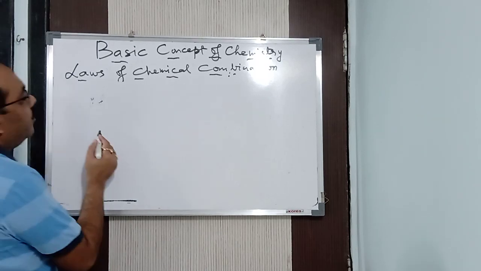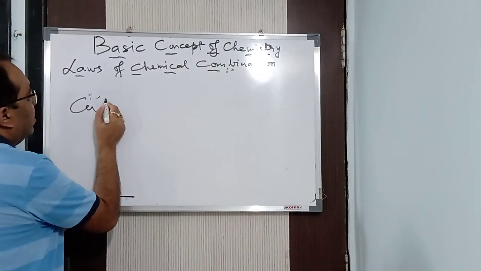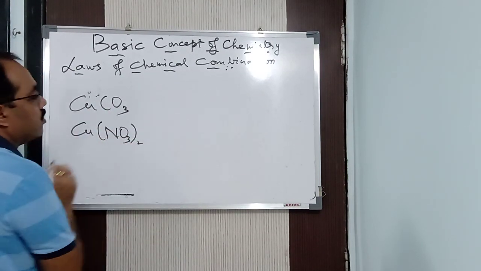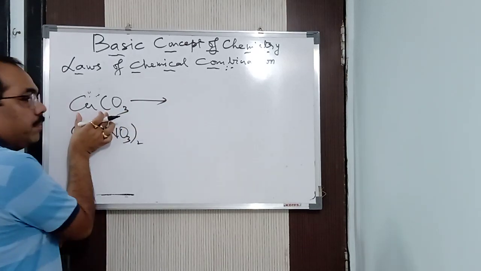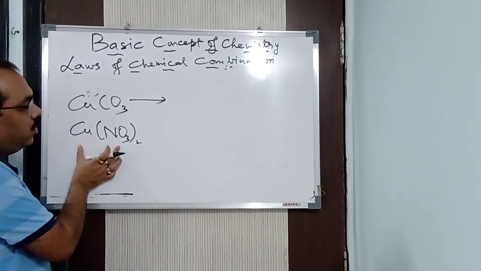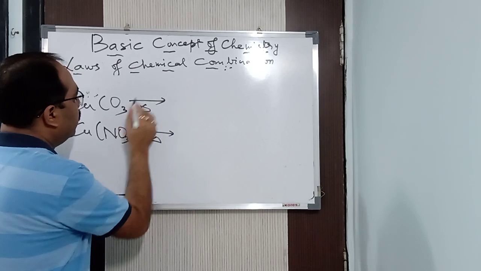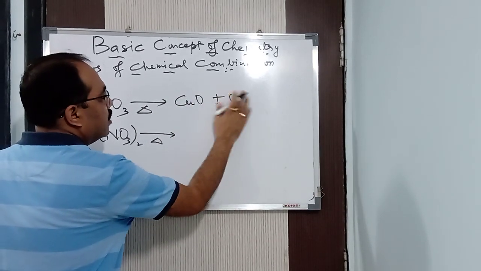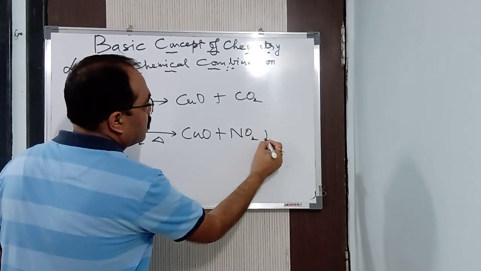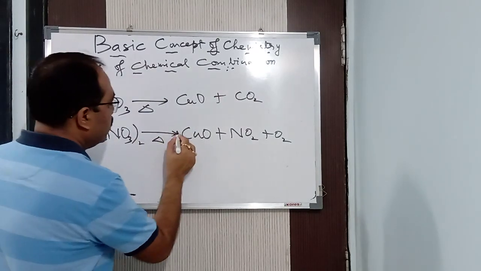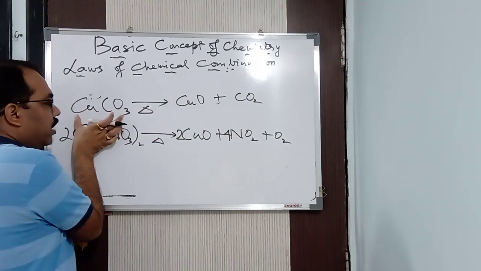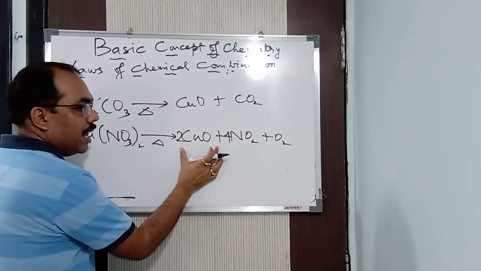So now see here. We will take copper carbonate and copper nitrate. Remember that copper carbonate is green in color and copper nitrate is blue in color. On heating, copper carbonate gives copper oxide and carbon dioxide. And copper nitrate on heating gives copper oxide plus nitrogen dioxide plus oxygen. We'll balance these. Now you get a black residue on heating both. From this green substance you get a black residue, and from this blue substance you get a black residue.